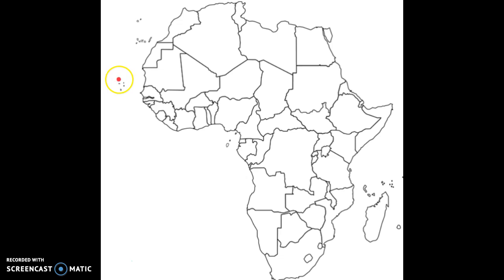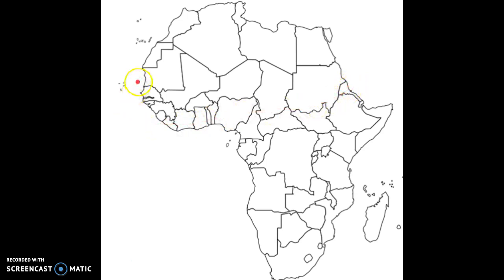So let's keep going left to right. So here we have Mauritania. To the right of that, we have Mali. To the right of that, we have Niger. Then next to Niger, we have Chad. And then we have Sudan. And then here on the edge next to Sudan, we have Eritrea.